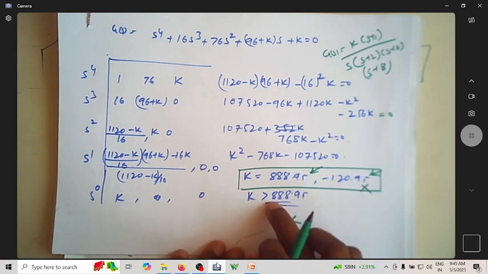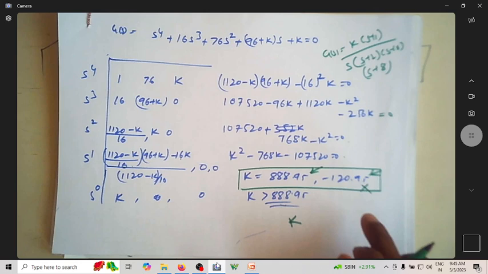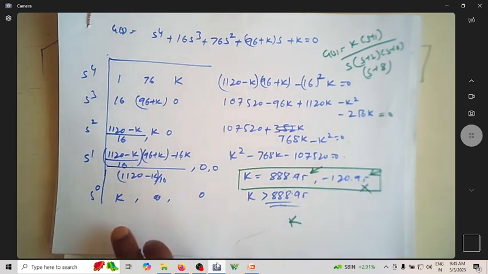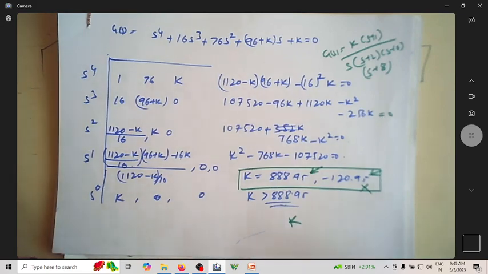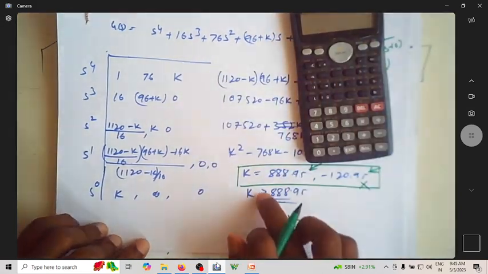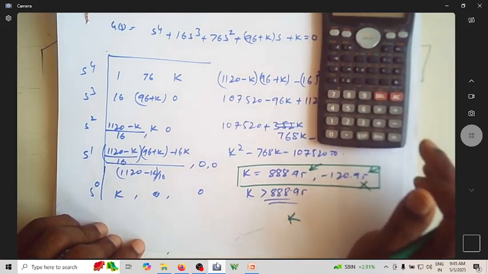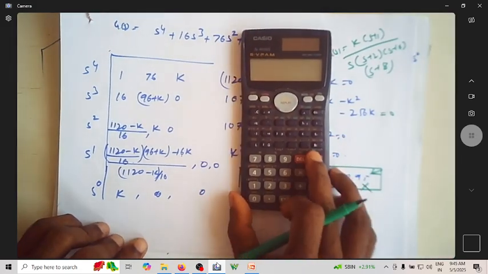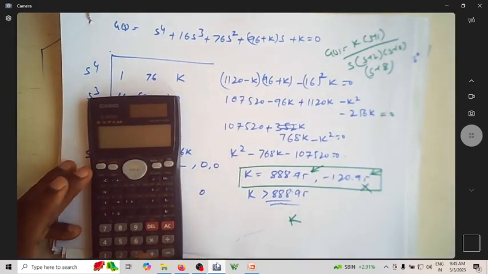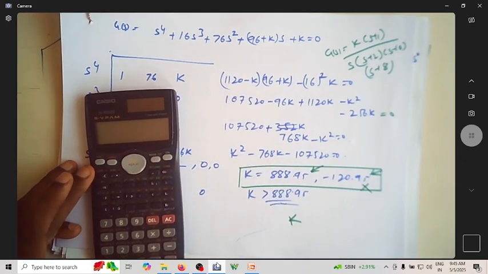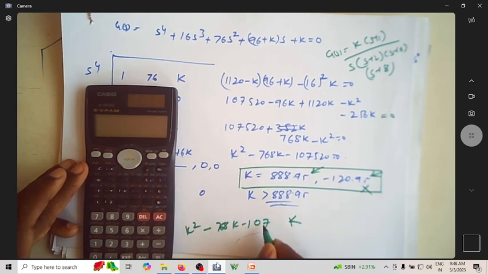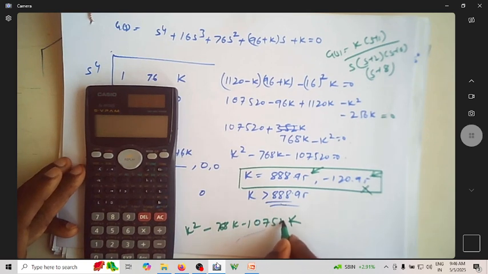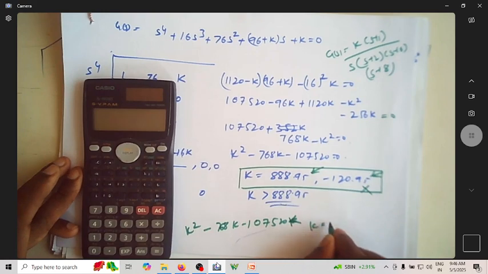If k is greater than 888.95, then this will become... we're going to have two sign changes. So what will happen now? Is it greater than or less than? Let us have a look at this. In this particular equation, we have k square minus 768k minus 107,520. Let me give k equal to maybe 900.